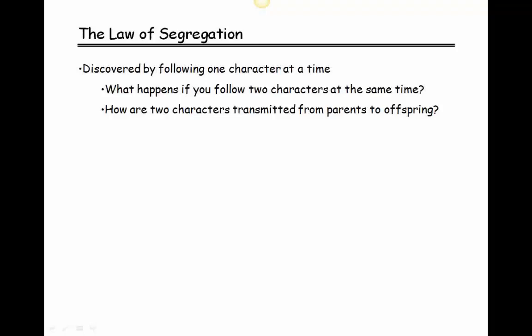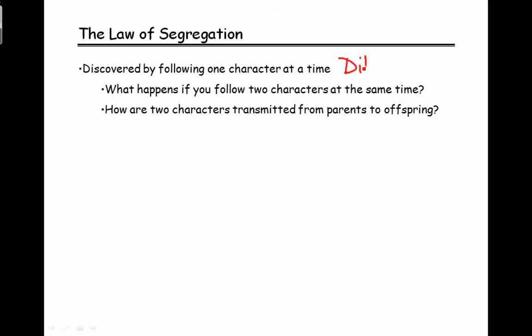Mendel's first law of inheritance was the law of segregation, and that law Mendel discovered when he looked at one gene at a time. Now, he looked at a lot of different genes, but it was always one gene at a time. So his next question was, well, what happens if I look at two genes or two characters at a time? And he wanted to know, how are those two characters going to be passed from the parents onto the offspring? So what we're now going to talk about are dihybrid crosses.